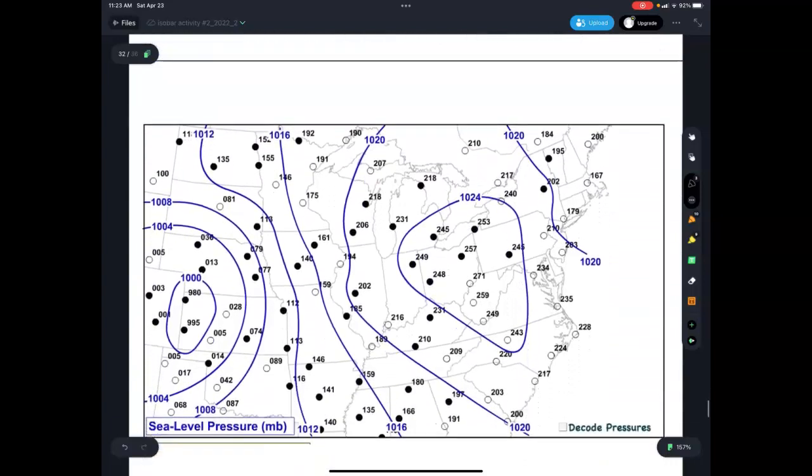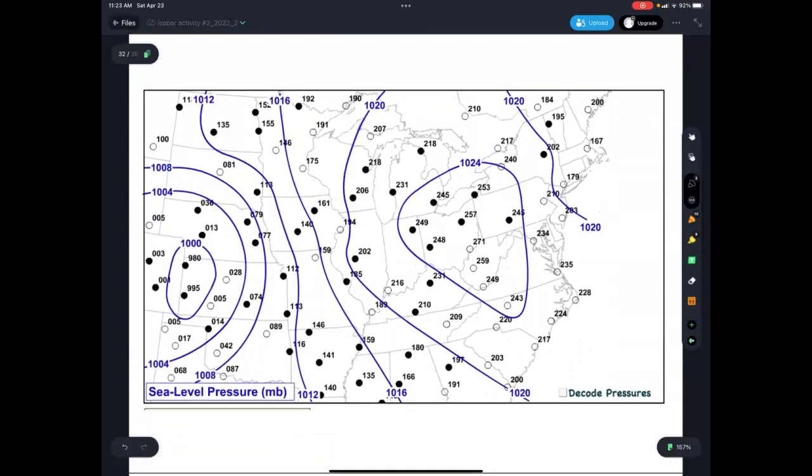So we take a look. We have a range between 1,000 to 1,024 millibars of pressure so far. And remember that we're going to go by fours. And so the next highest isobar would be 1,028. Are there any values of 280 on the map? 271 gets close, but no. So we're probably pretty good with stopping for our isolines.